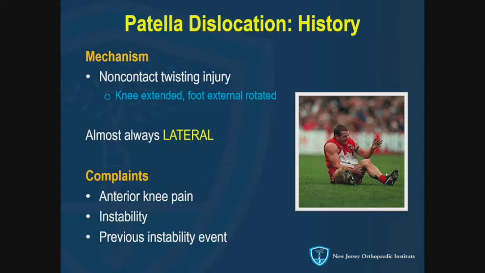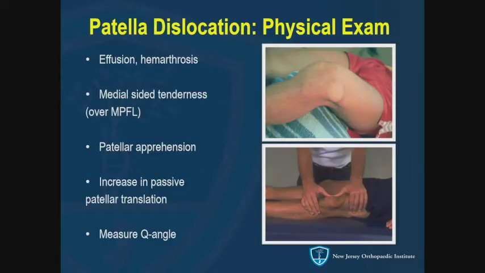It's obviously nice if they're totally out and they go to the emergency room. It makes your life a lot easier. But people typically will complain of anterior knee pain. They'll say that their kneecap feels unstable or that they felt their knee dislocate. And sometimes people have a pre-existing history of instability.